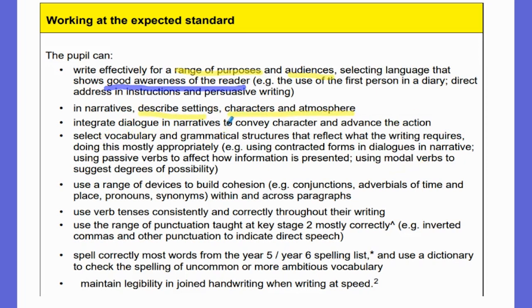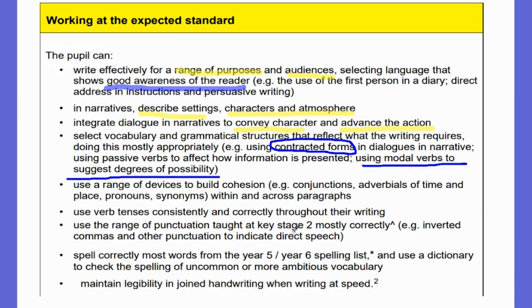Integrate dialogue in narratives to convey character and advance action. There was definitely some of that, which we'll look at in a second. Select vocabulary and grammatical structures that reflect what the writing requires. So using contracted forms in dialogues in narratives. So this relates to formality. If characters are talking and it's an informal conversation, we would see those contracted forms of spelling. Using passive verbs to affect how information is presented. Using modal verbs to suggest degree of possibility.